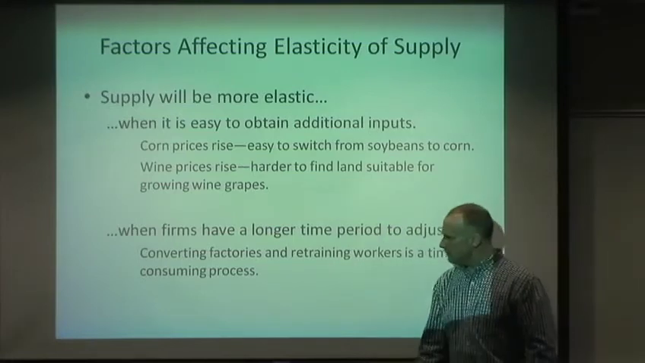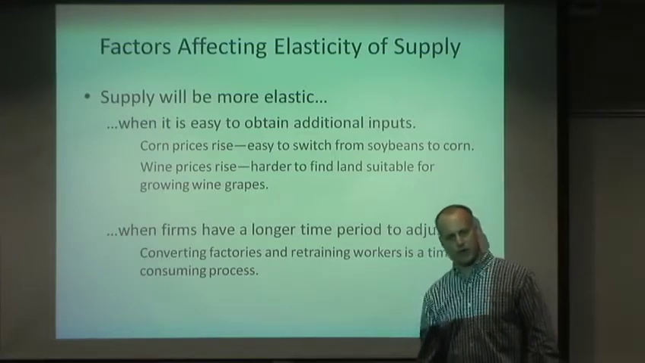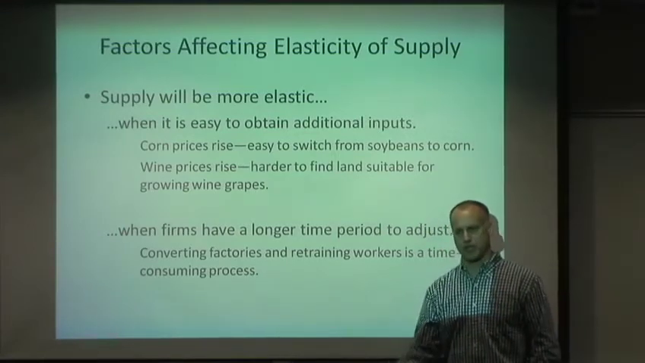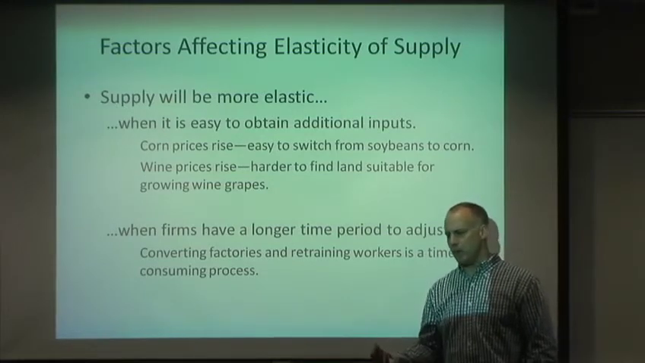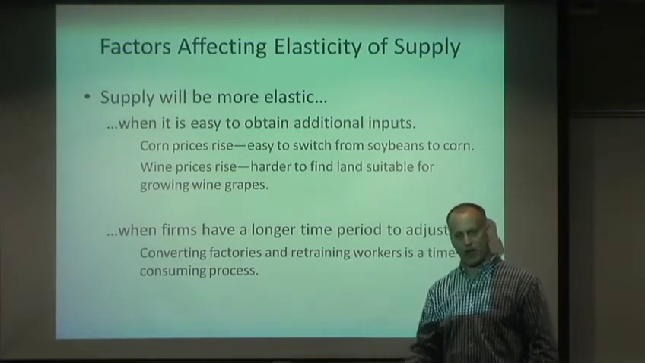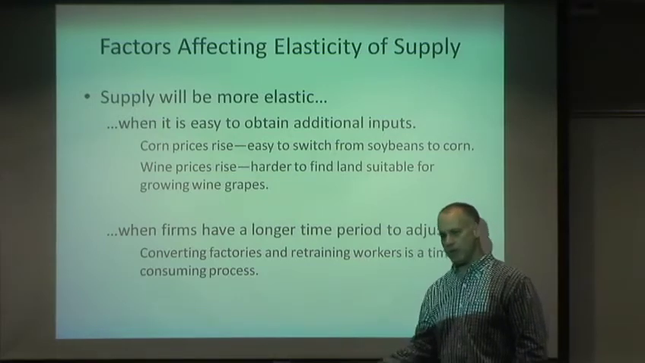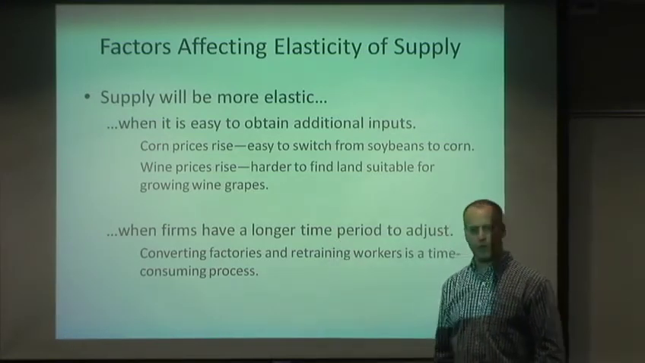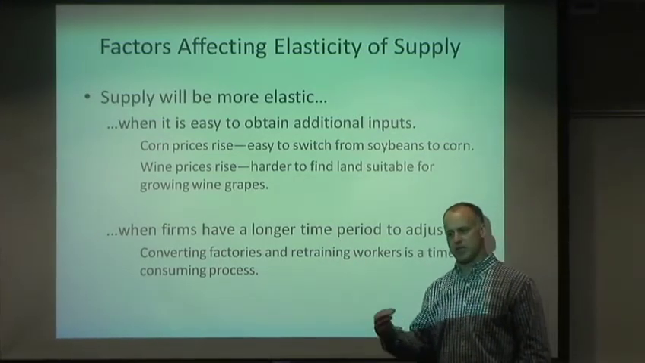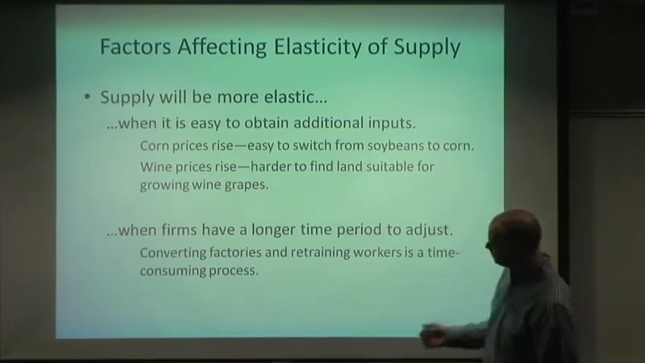It's also a more elastic supply curve when we consider a longer range of time. It's difficult to convert a factory tomorrow to go from producing cars to producing boats. But if we have time, we see the price of cars falling and the price of boats rising. We have time as we build our next factory to devote it to boats rather than devote it to cars. When firms have a longer time period to adjust, they can respond in more ways to increases in price.